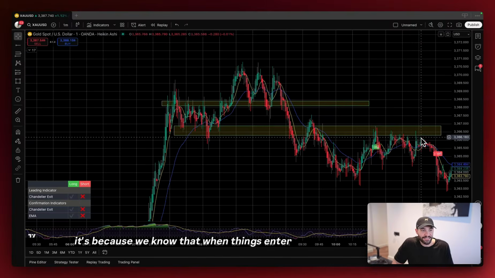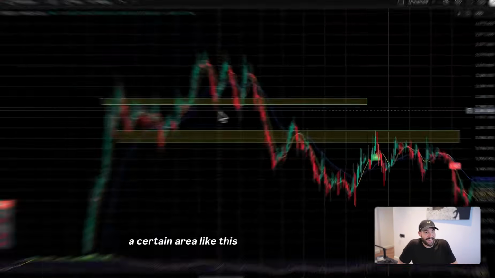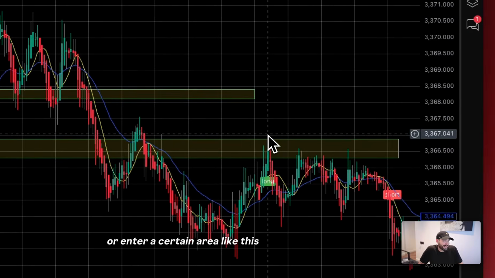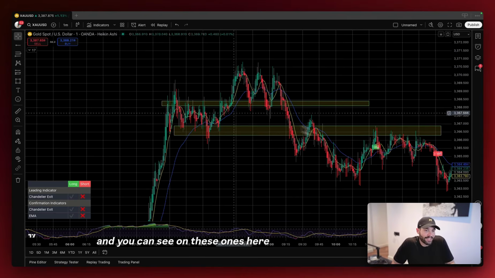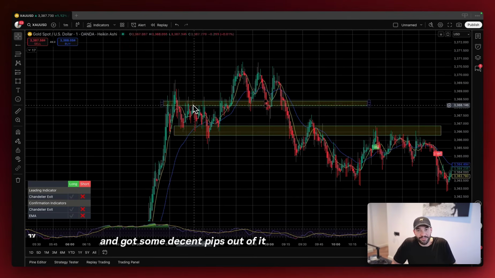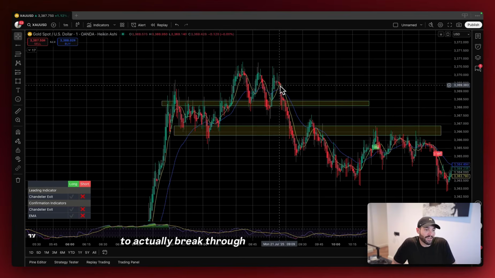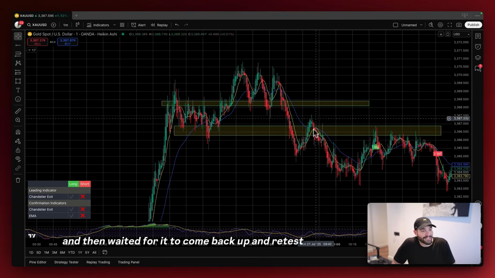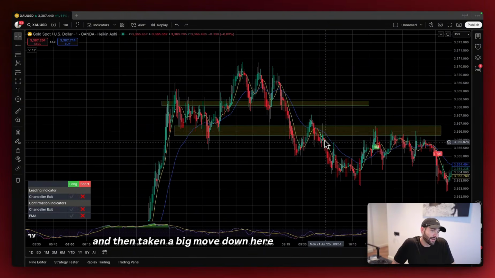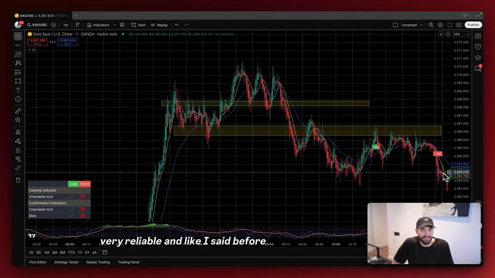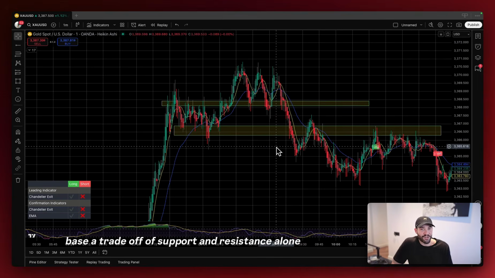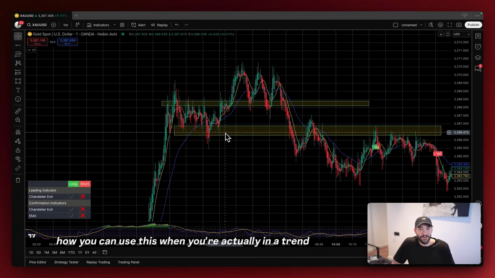So how can we actually use this? It's because we know that when price enters a certain area like this, we have a heightened probability of the trade actually reversing. And you can see on these ones here, we either could have traded this consolidation and got some decent pips out of it, or we could have waited for it to break through and then waited for it to come back up and retest and then taken a big move down here, or this big move down here. So it's actually very, very reliable. And like I said before, a lot of the time you can base a trade off of support and resistance alone. I'm going to show you another way right now how you can use this when you're in a trend.